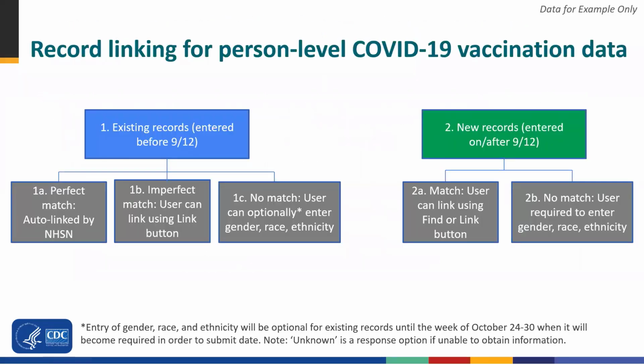The next set of examples we're going to walk through for record linking are for new records. So any data you enter from here on out today and into the future. And there are two potential options when you go to enter a new record. I'll walk through the first one, which is when you update that new record, there is a link that can be found using the Find or Link button.